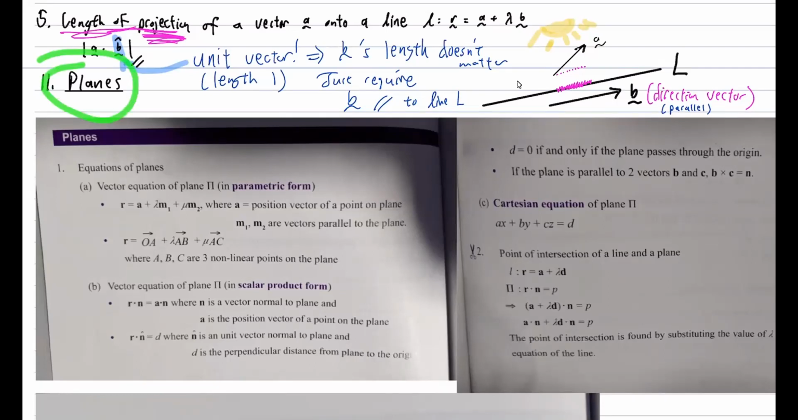So this is talking about planes. Let's look at point number 1, equations of a plane. For part A, it's about the vector equation of a plane, or parametric form. For this vector equation of a plane, they show you two versions. It's really just the same thing.